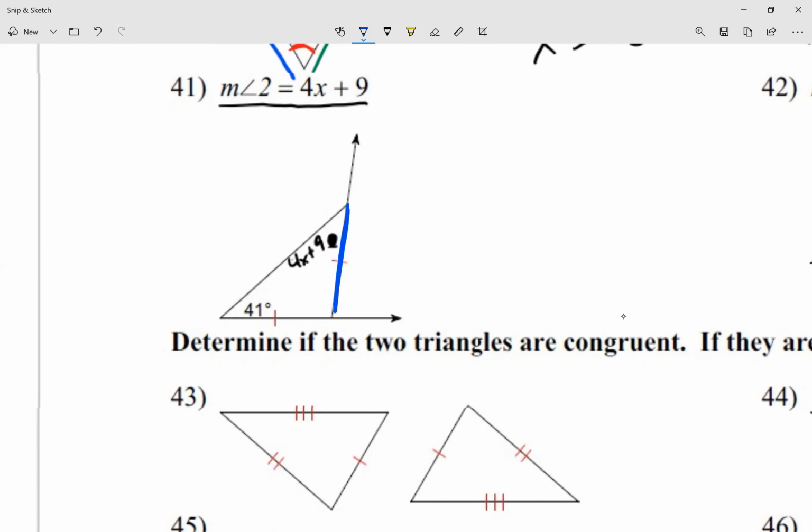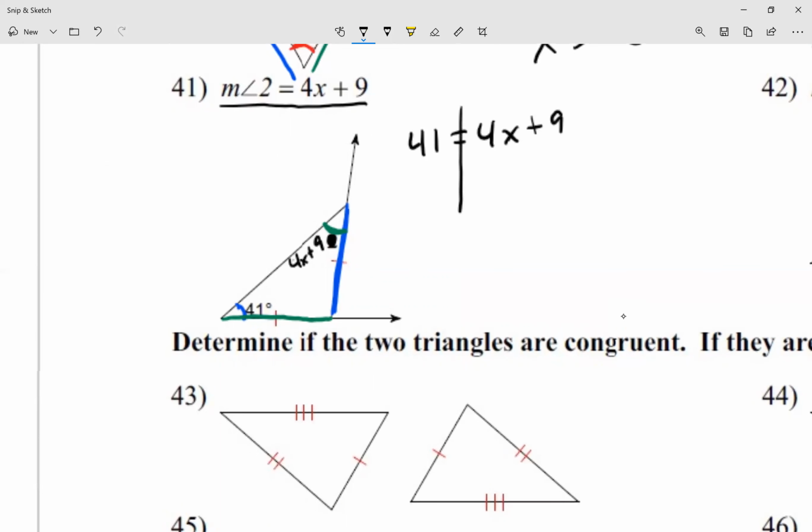So this side goes with this angle, right? I'm going to mark the opposite angle. And then this side goes with this angle. Those two sides are equal, so those two angles that I just marked are equal. All right, so having that said, I'm going to say 41 equals 4x plus 9. Those two sides were equal, so that means those two angles are equal.